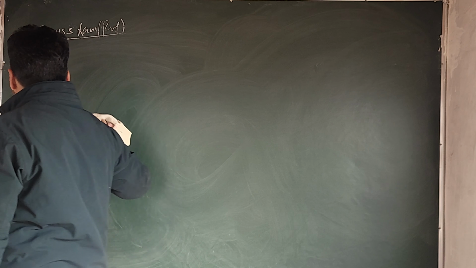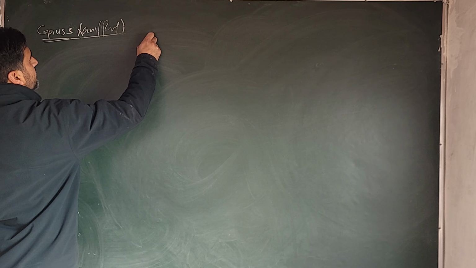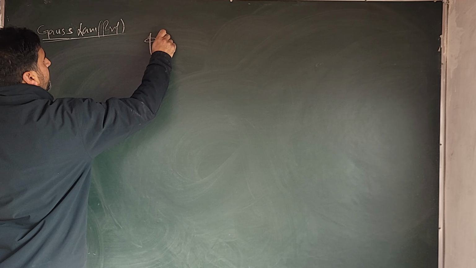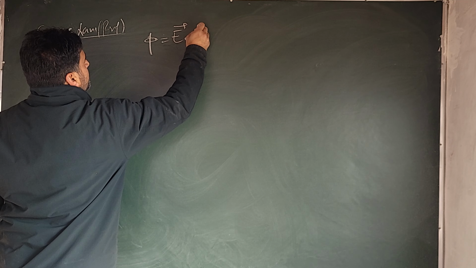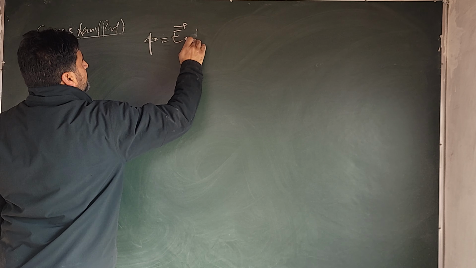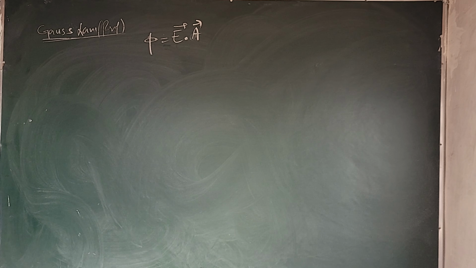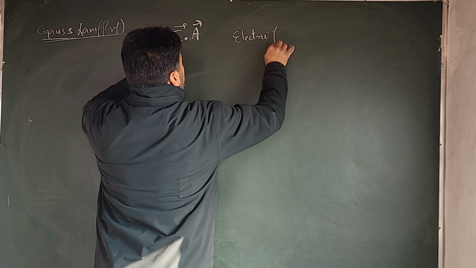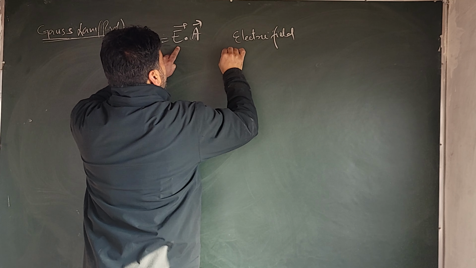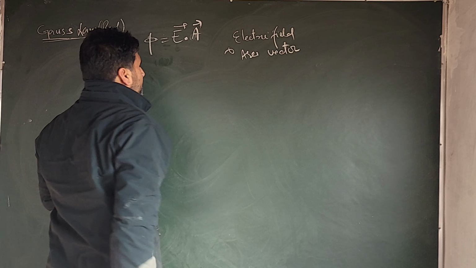Before going to prove Gauss's law, let's discuss one thing: flux is also defined as phi is equal to E dot dA, where I can take a small area element dA, or A, suppose. The dot product of electric field and area vector.